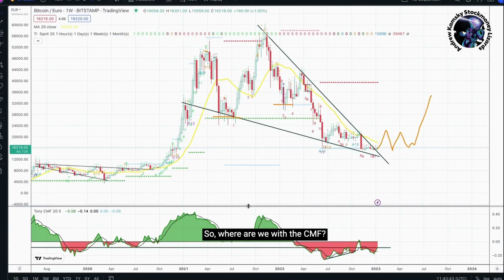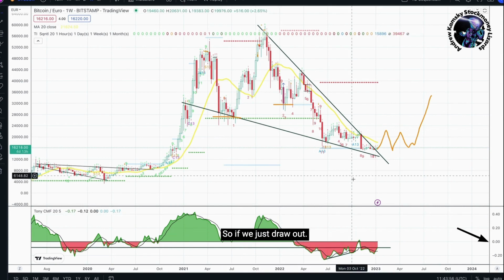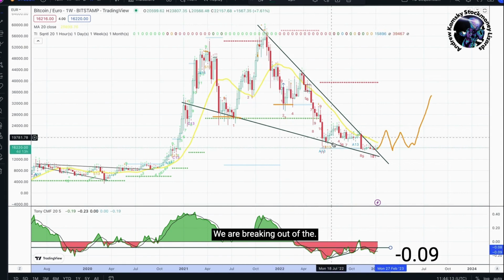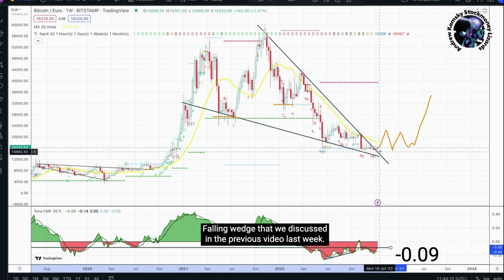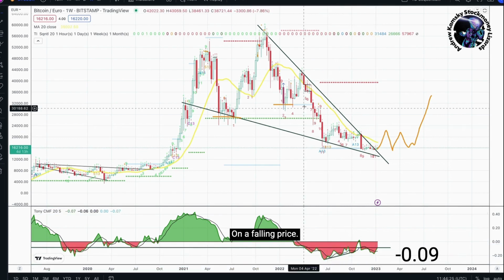So where are we with the CMF? Currently we're at a level of 0.09. Now we're looking at the weekly time frame here. So if we just draw out a nice line at the current CMF of 0.09, what we can see is that we are breaking out of the falling wedge that we discussed in the previous video last week. And we have bullish divergence on a falling price.